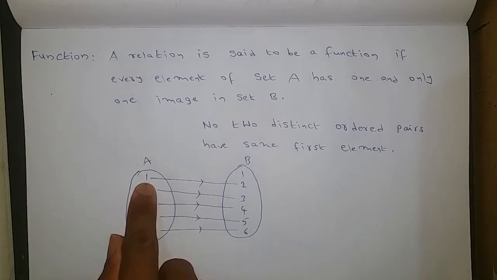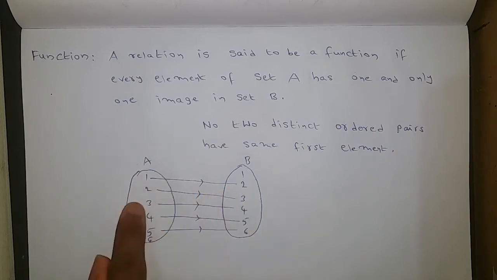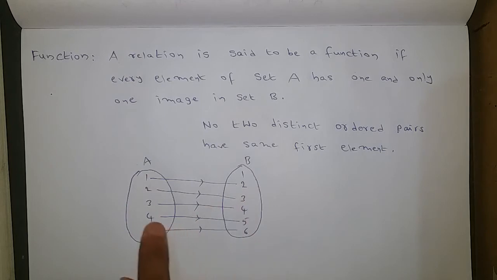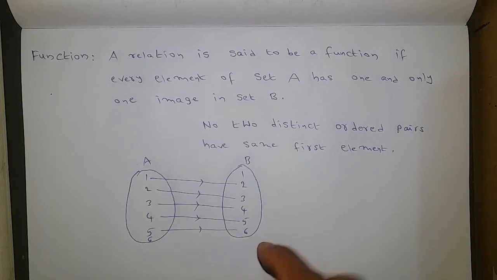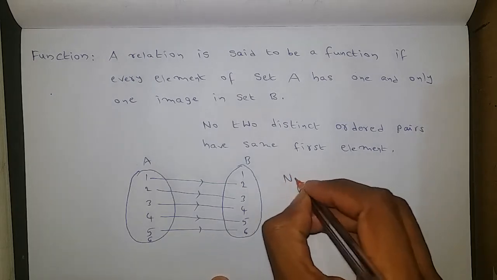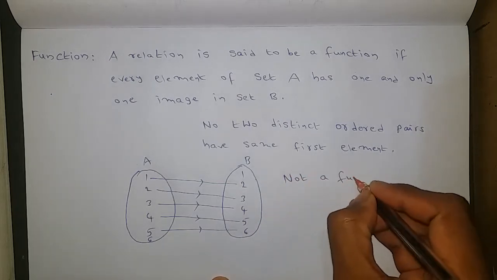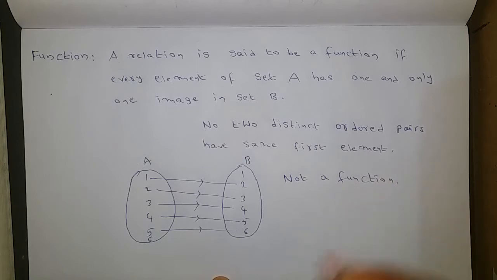Now let us check. For element 1, an image is there. For element 2, an image is there. For element 3, image. For element 4, image. For element 5, image. But for element 6, no image is there in set B. So this is not a function. Now let us take one more example.